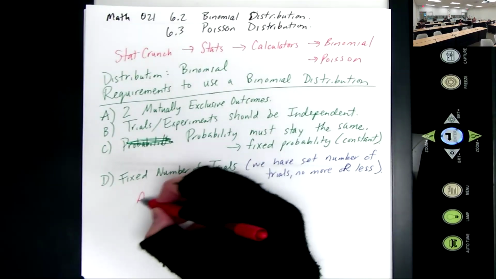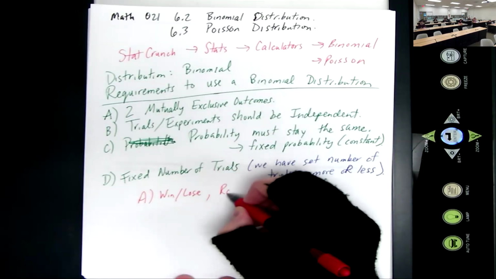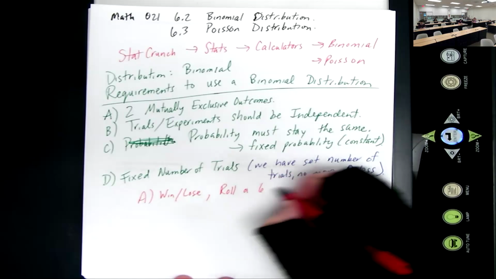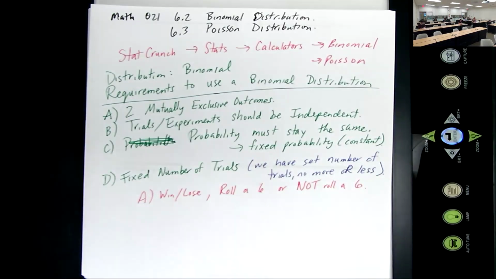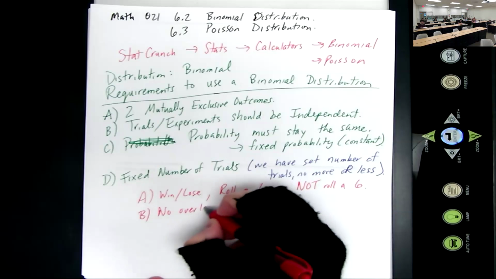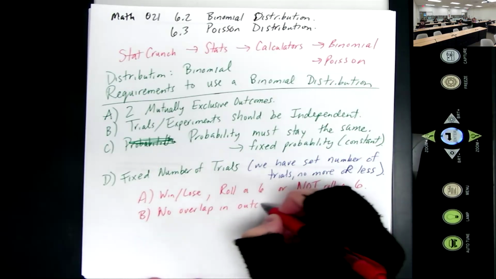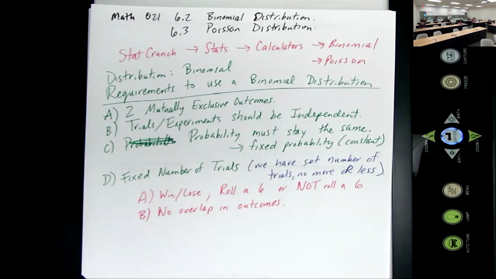So like A, we could have win or lose. Roll a 6 or not roll a 6. Something where we can break them into two different categories. The categories have no overlap in outcomes. There's no overlapping between winning and losing. There's no overlapping between rolling a 6 or not rolling a 6.